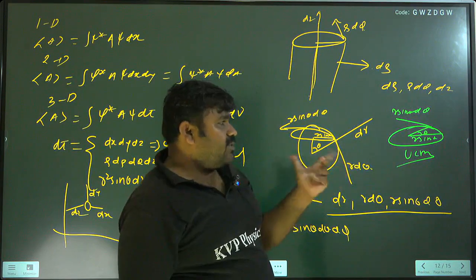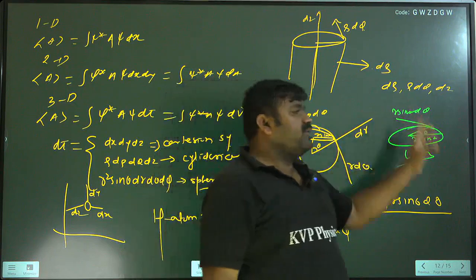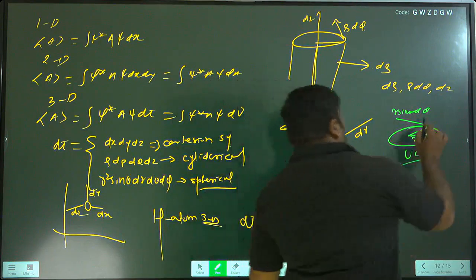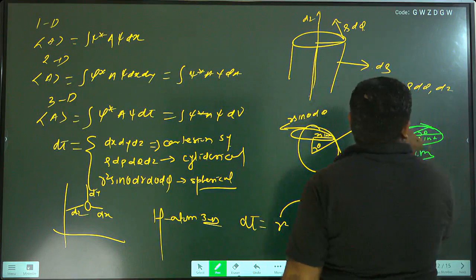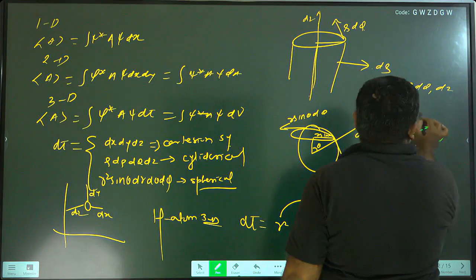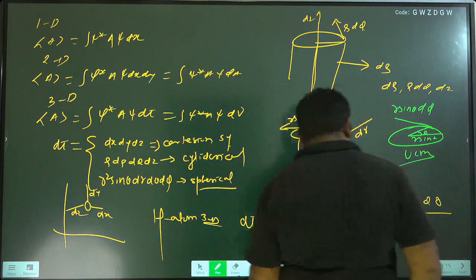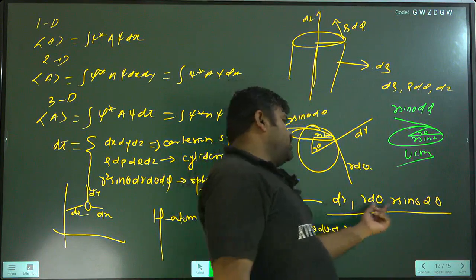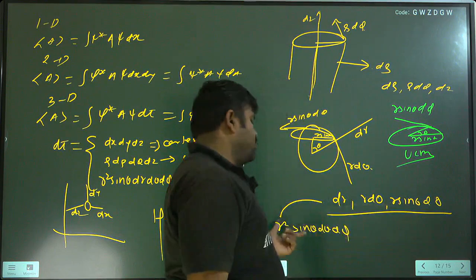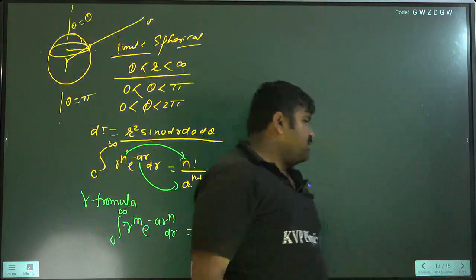At that time the radius is r sin θ, then the arc is equal to r sin θ dφ. Understood? This is the value of the first length element, second length element, third length element. dτ is nothing but r² sin θ dr dθ dφ.